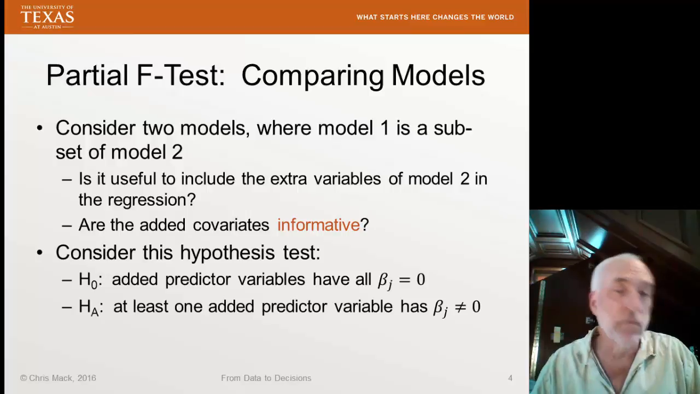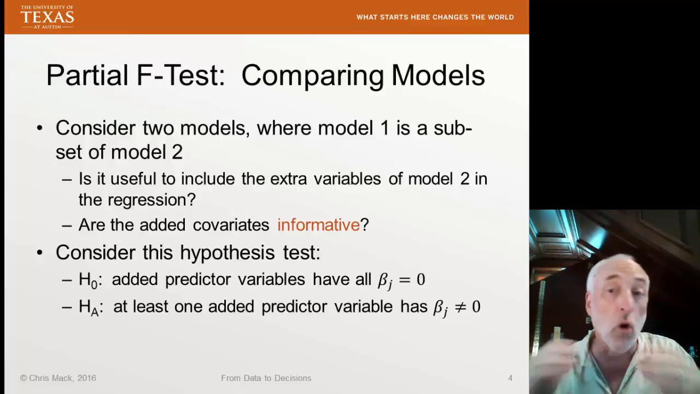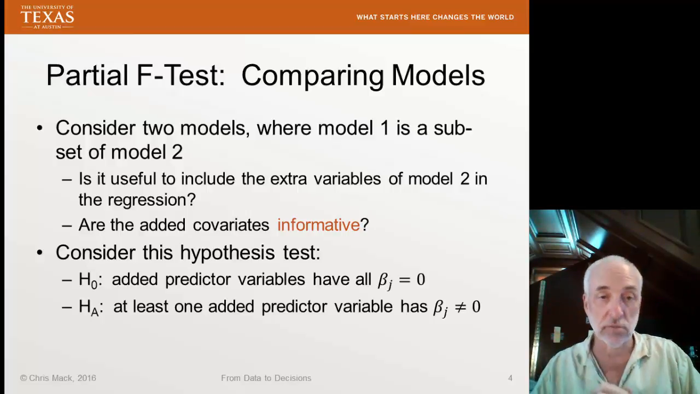Here's our hypothesis test. The null hypothesis is that all of these added predictor variables in model 2 that aren't in model 1 all have betas equal to 0. The alternative hypothesis is that at least one of those added predictor variables has a beta coefficient that's not equal to 0.